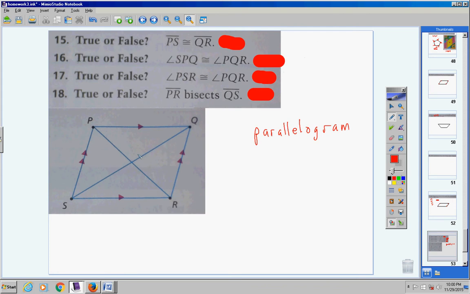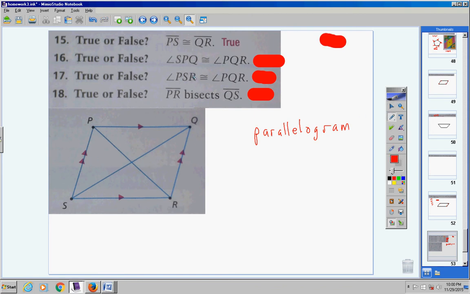So if we have a parallelogram, then that means this figure takes on all the characteristics of a parallelogram. So PS is congruent to QR. Here's PS. Here's QR. One of the characteristics of a parallelogram is opposite sides are congruent. So yes, that's true. I have a parallelogram. So opposite sides are congruent.